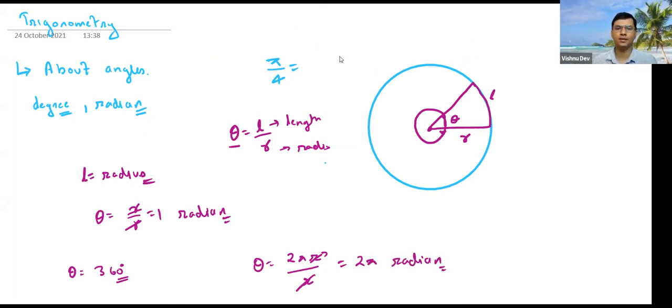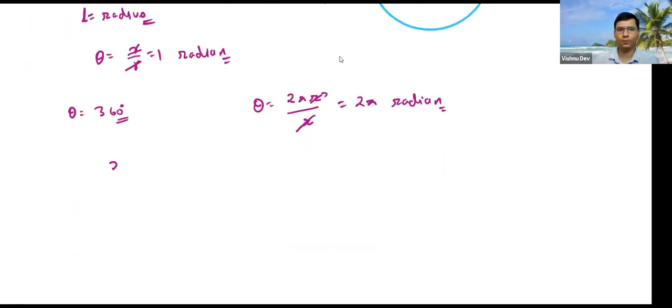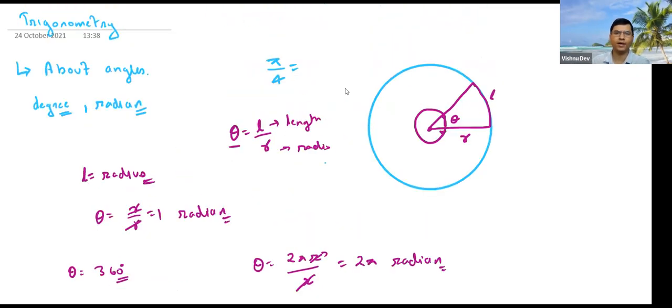So can I say that 2 pi radian is actually 360 degrees? Yes or no? Raise your hand. And now, what is pi radian? Pi radian is equal to how much? 180 degrees. Very good. And now I had asked, what is pi by 4 radian? 45 degrees, right, because pi is 180, and 180 by 4 is 45 degrees. I hope all of you understood this angle part.